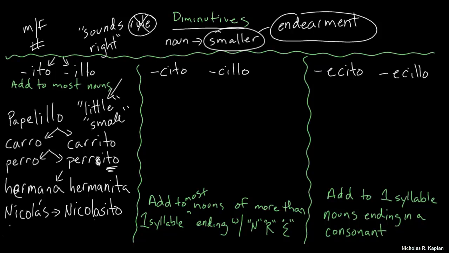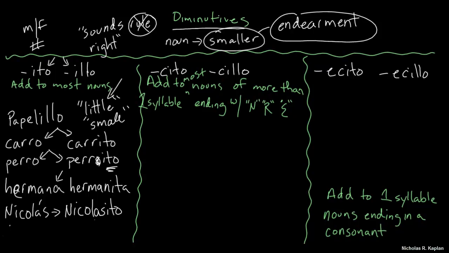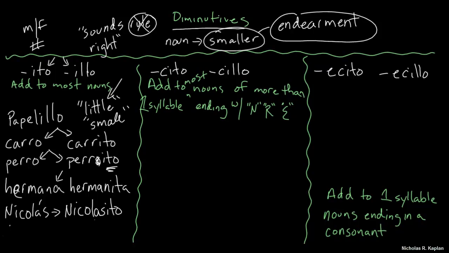Alright, second set. So we're going to look at times when we are going to use cito or cio. Now, we're going to use these, again, adding it to a noun, when we have nouns of more than one syllable that end in n, r, or e. So let's just put up a few examples right here. Right, we've got a pintor, a painter, and we've got some jamon, some ham, and we've got hombre.